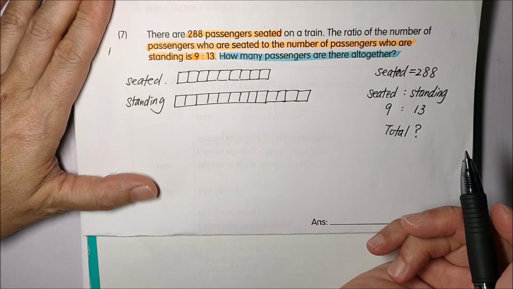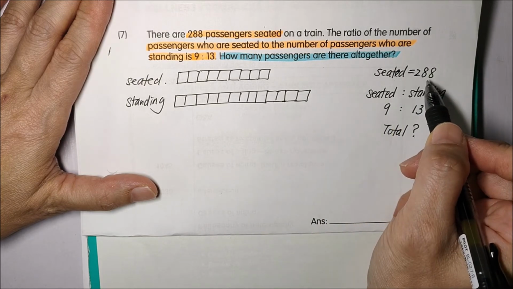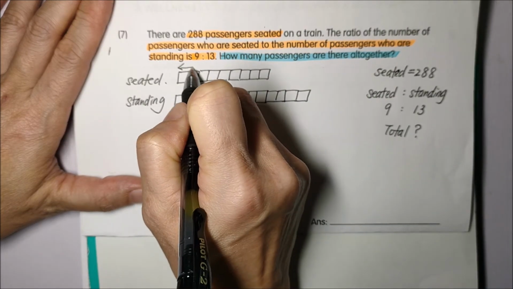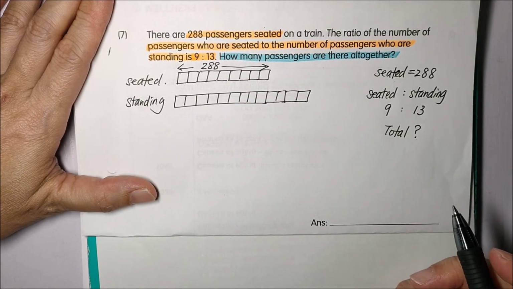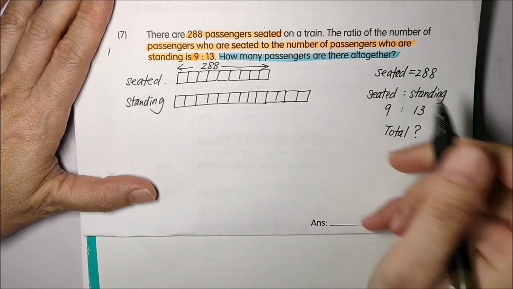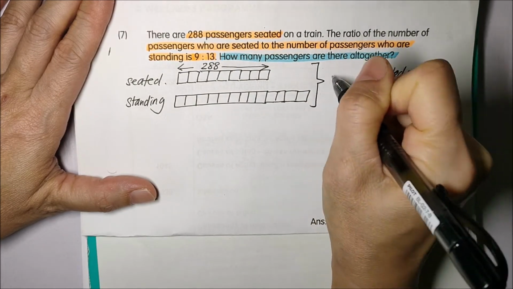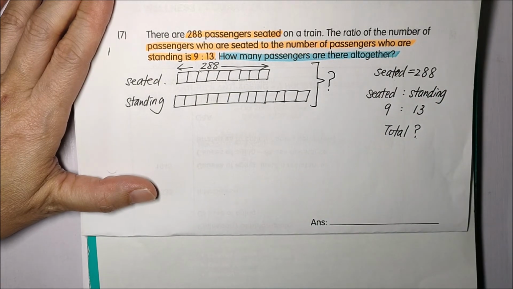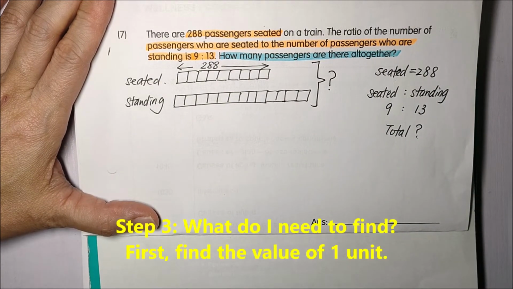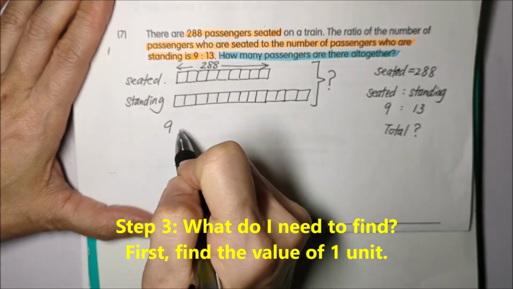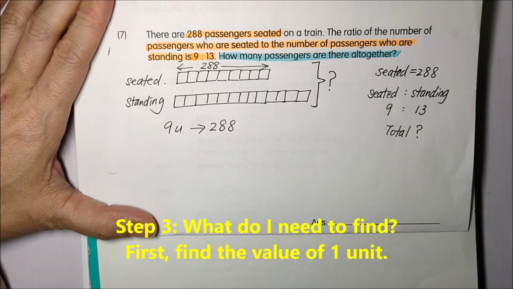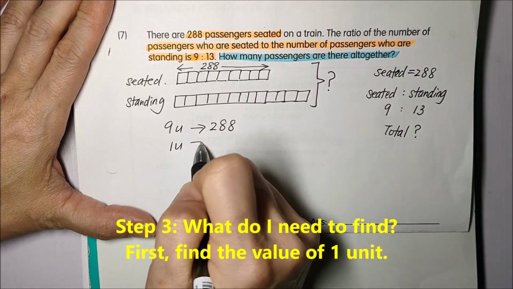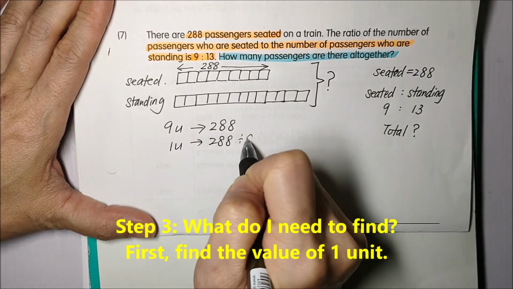So what else do I need to know? Okay, I know that I have 288 seated passengers, so this is my 288 passengers who are seated, and I need to find the total. So I need to find how many passengers altogether. So looking from here, 9 units is actually 288. So I will find the value of 1 unit, which is 288 divided by 9.